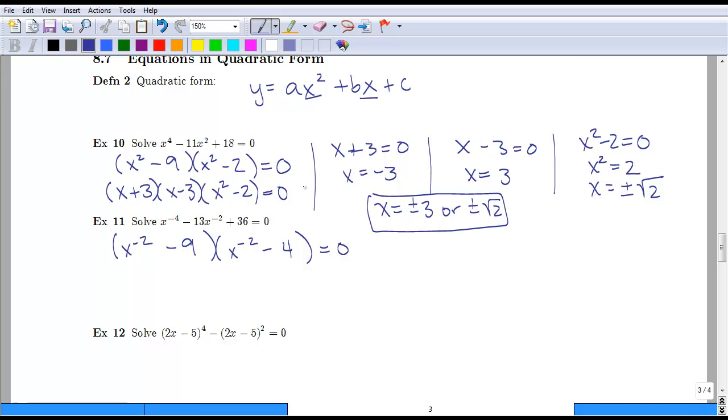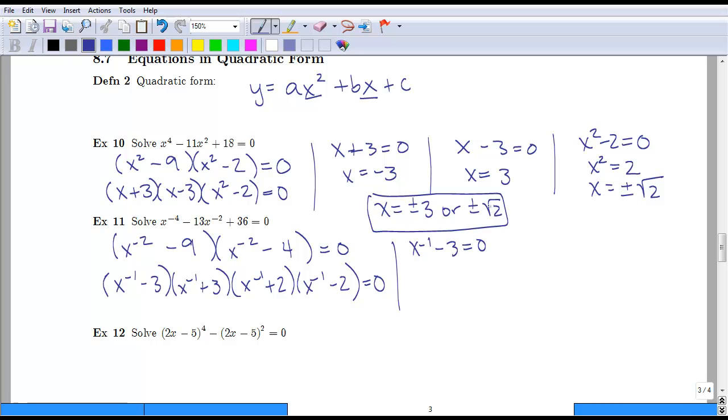And that actually works out nice because, again, we've got the difference of perfect squares, but now in both terms. So we get x to the minus 1, again, we have to split that in half, minus 3 and x to the minus 1 plus 3. Down here, we get x to the minus 1 plus 2, x to the minus 1 minus 2. Again, this is all equal to 0. So if we set each of these terms equal to 0, the x to the negative 1 minus 3 equals 0. Let's look at that one first.